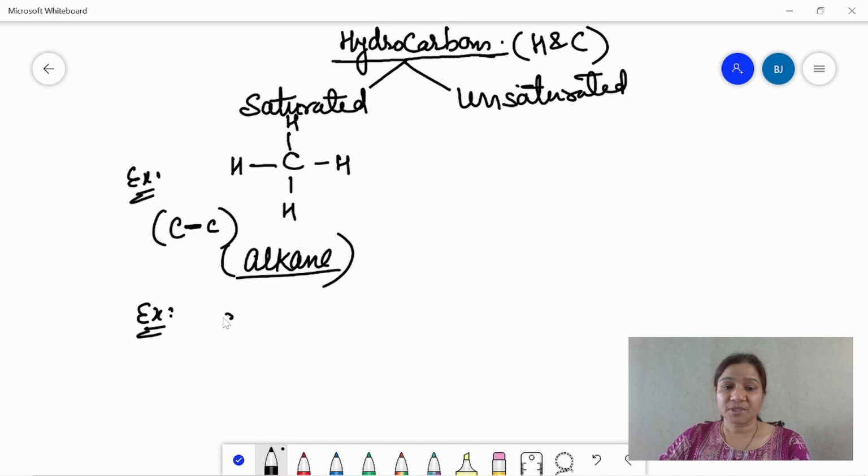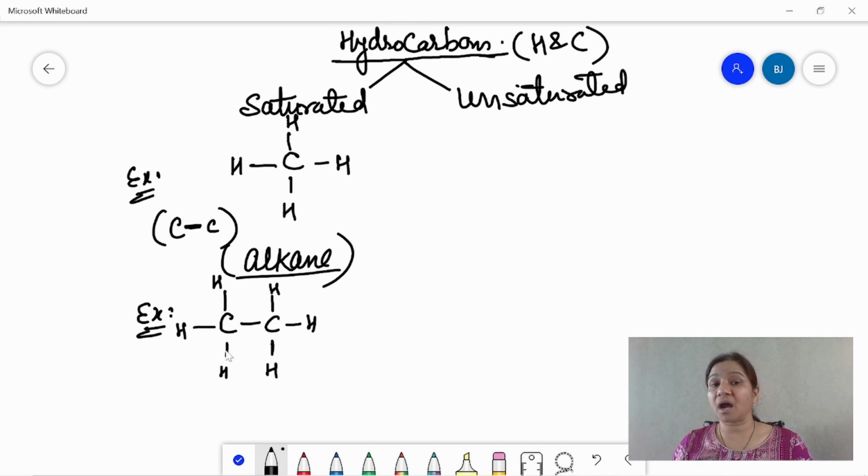Now, I'll give you one more example. Suppose I am writing this compound. Look at this, this is another example. I'll discuss the name of this compound separately in my next video where I'll teach you about the IUPAC nomenclature, but here I'm just showing you the structure. Look at this structure. Tell me whether all the valencies of carbon are satisfied or not. If you see carbons 1, 2, 3, 4, all the four valencies are satisfied.